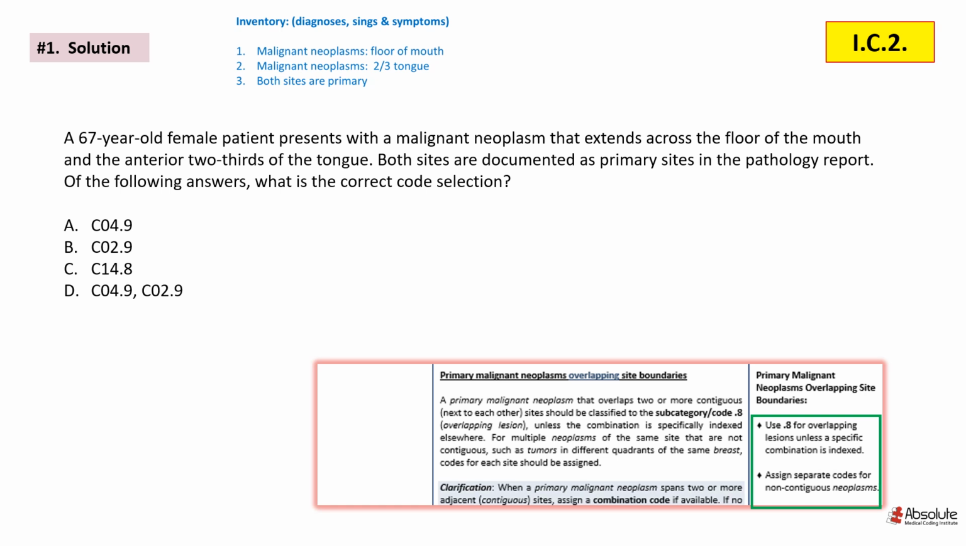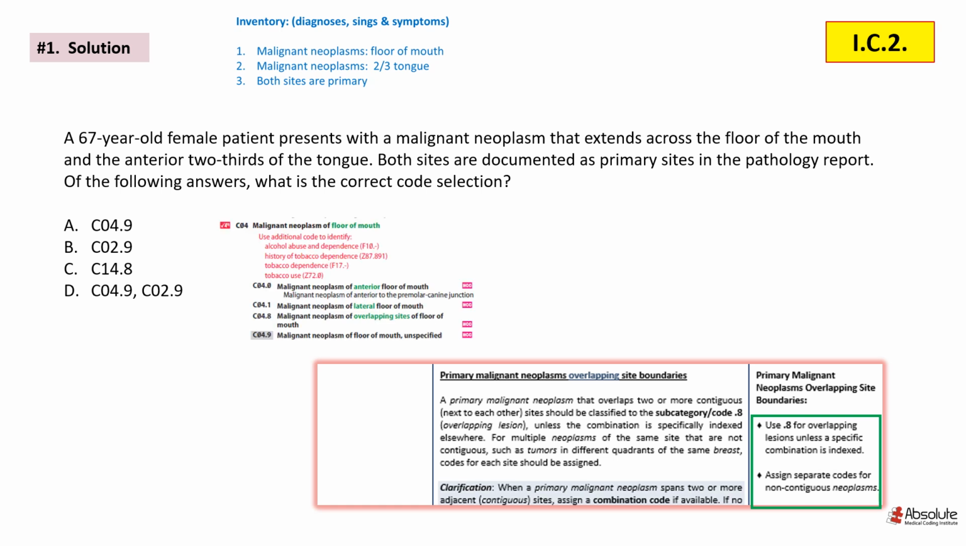And it also says assign separate codes for non-contiguous neoplasms. And if you didn't know, contiguous is when they are overlapping. How do you know, Mrs. J? Well, I didn't know until I looked it up.